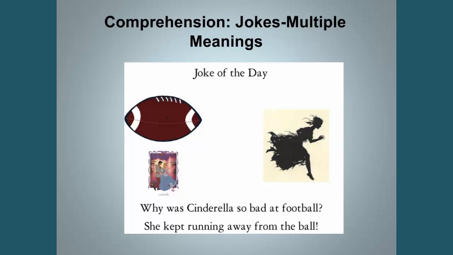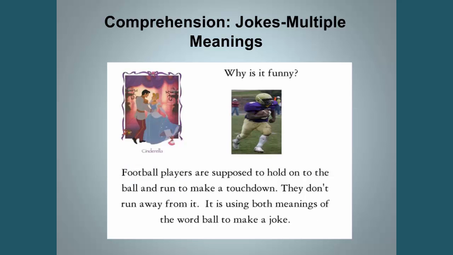So here's an example of the joke of the day. Why was Cinderella so bad at football? She kept running away from the ball. Okay, so every good child with autism will laugh, but they won't really know what that means. So we really unpack that.